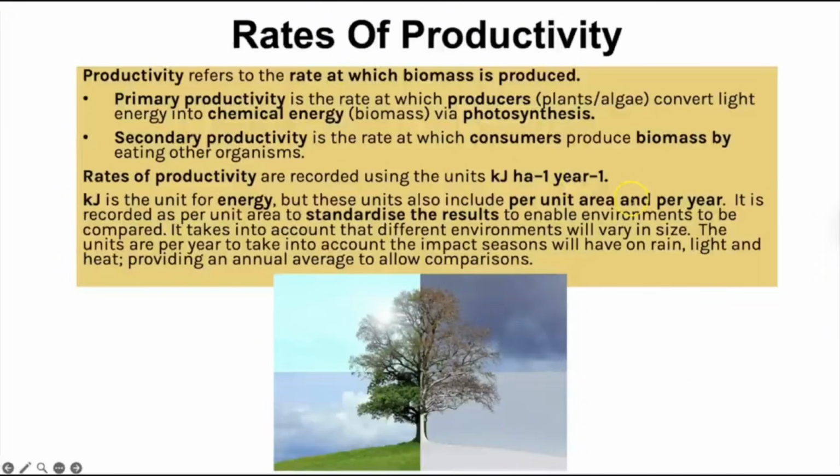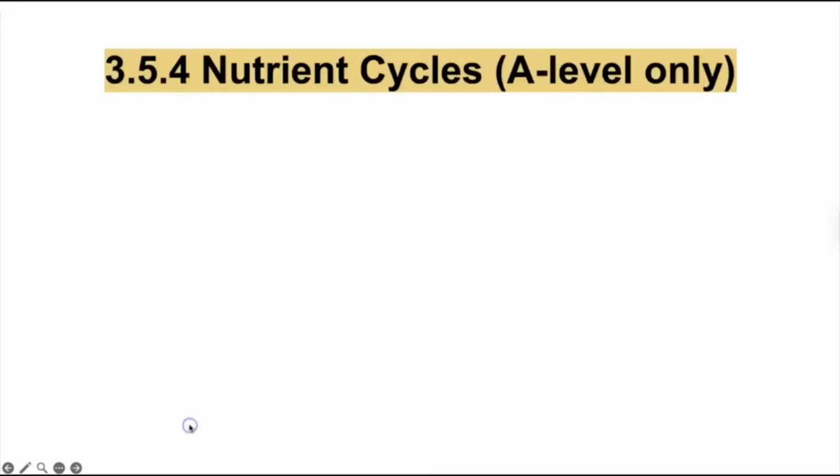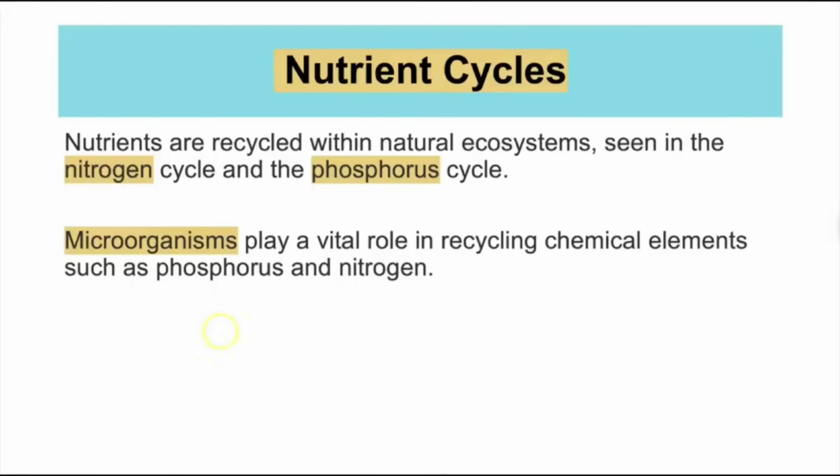And the reason we do it per area is so that we can standardize the results, taking into account that if you have a bigger area, you probably have more plants, so you would have more energy. And we do it per year to standardize the impact of the seasons. Because if you measured one area in summer and another in winter, summer would have a higher productivity because there's more plants photosynthesizing. Next is 3.5.4 nutrient cycles.